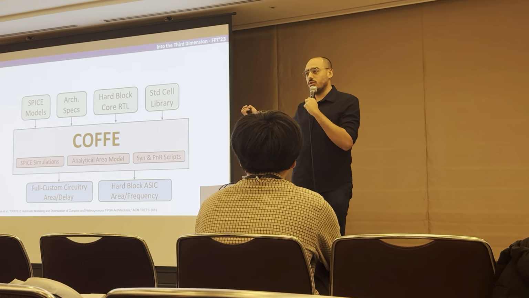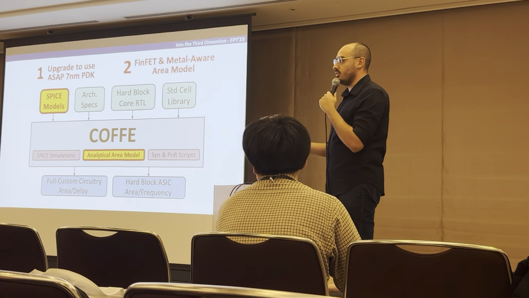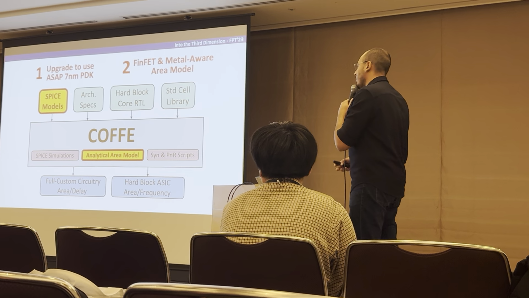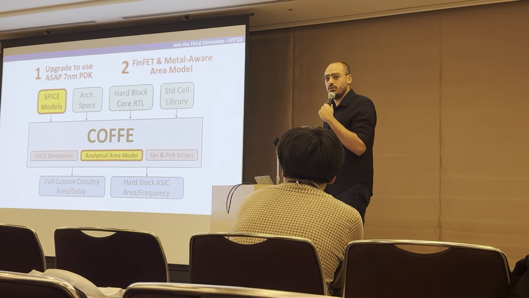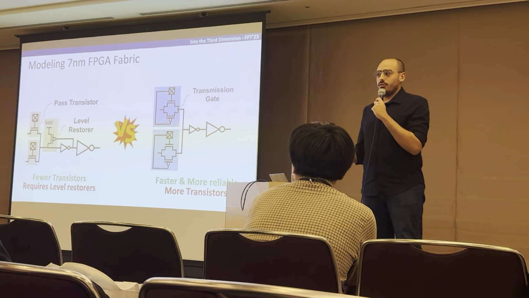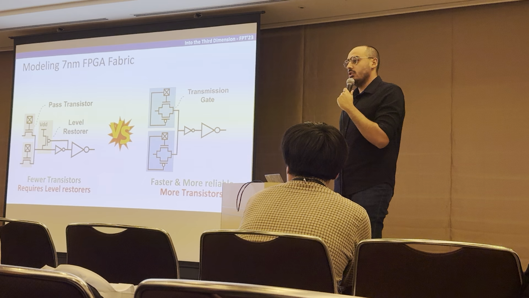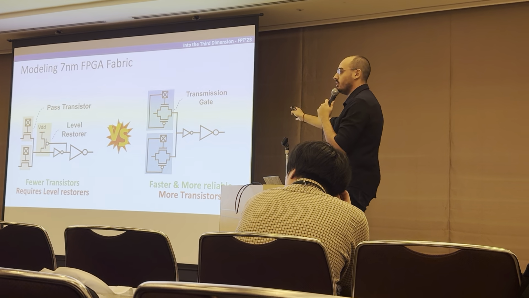So that's Coffee, and in order to model those 3D RADs that we want to explore, we want to model them in a newer process technology. So we first upgrade Coffee to use a newer 7 nanometer process technology, and then also upgrade the area model to be more suitable and more accurate for FinFET technologies instead of bulk transistors, and also be aware of all the metal limitations that come with advanced process technology like 7 nanometer. And then we use this enhanced Coffee to optimize the FPGA circuitry at 7 nanometer and study the trade-off between different circuit design styles.